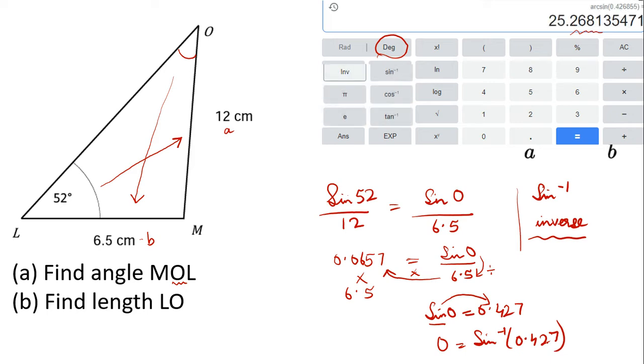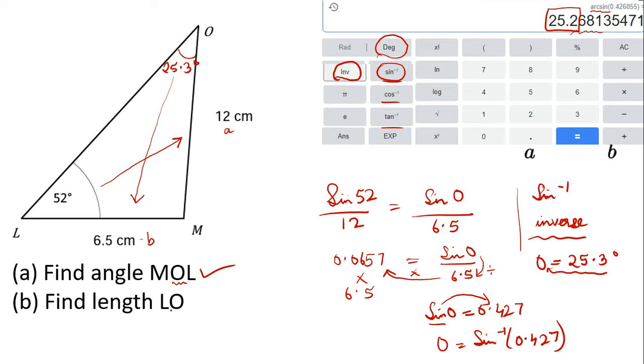And if I do that on my calculator, first thing, make sure that your calculator is set on degrees. Secondly, you're going to click INV, that is the inverse. The moment you click that, you will see sine minus 1, cos minus 1, tan minus 1. And since we're dealing with the sine rule, we'll use sine minus 1. Once you write that, the calculator will say something like arc sine 0.42 and so on. That gives you 25.268, which I'm going to round off to one decimal place. So my O is equal to 25.3 degrees. So this angle right here is 25.3 degrees. So that means part A done.